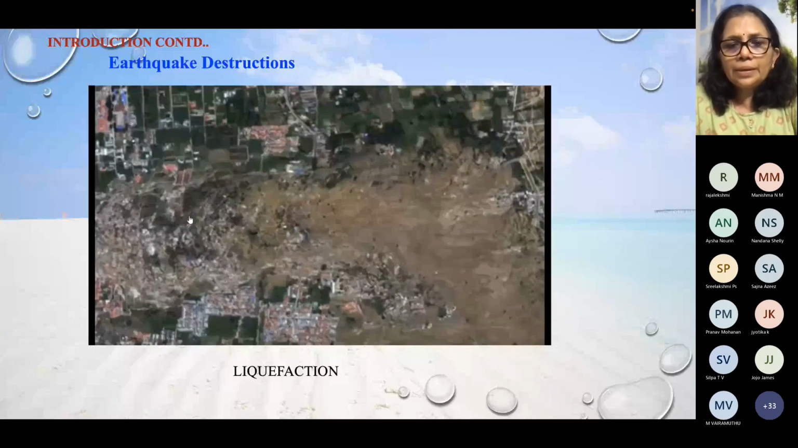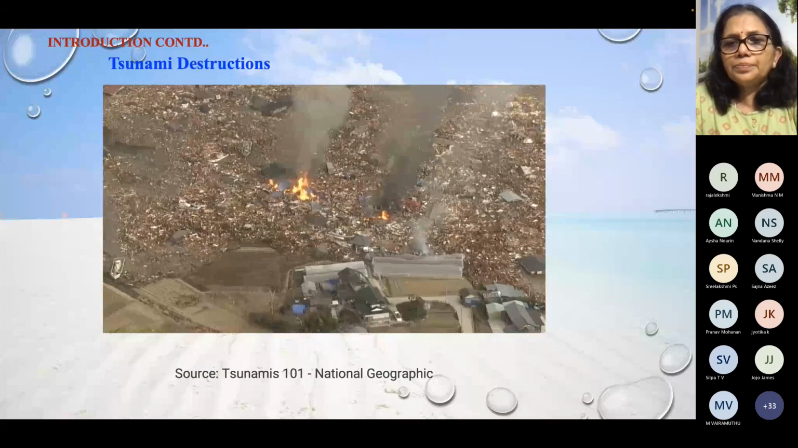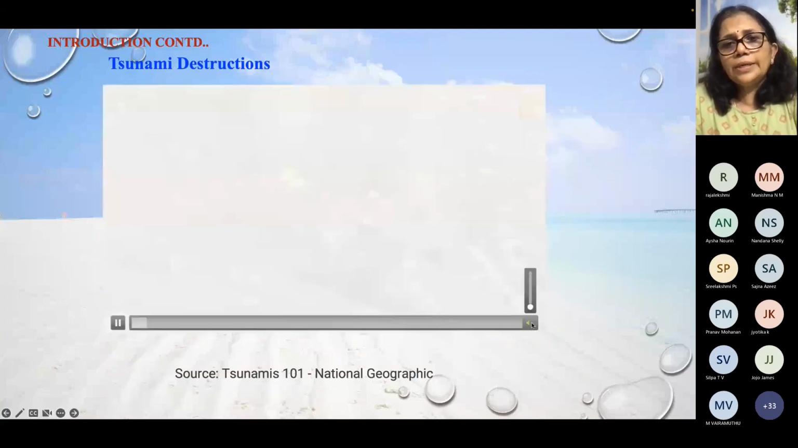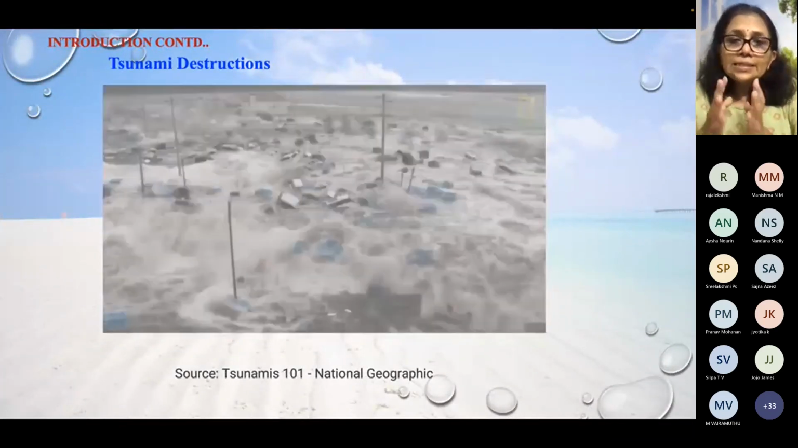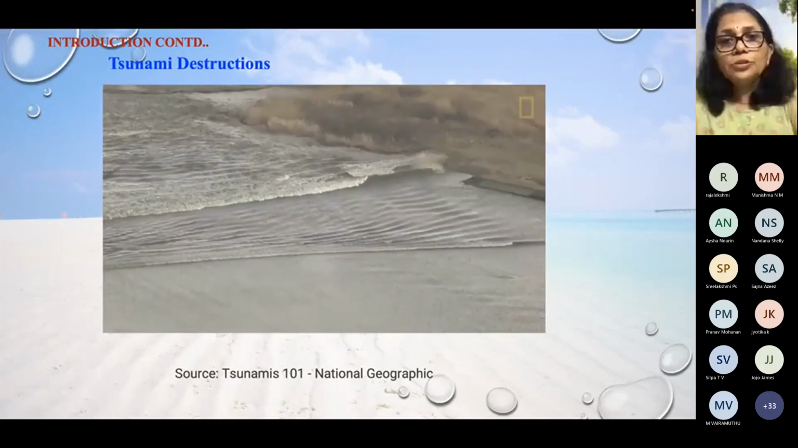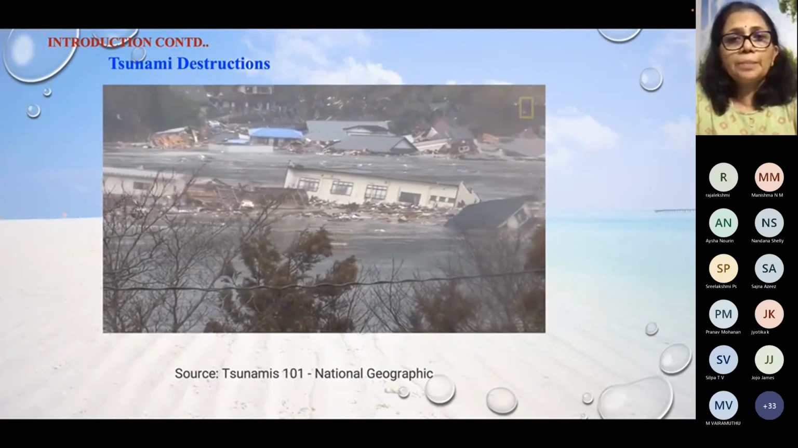Okay, this can happen. Another case is the tsunami. Again, you can see what happened. This was in 2004 in India. Entire cities flooded, entire towns inundated. I have taken this video especially because I wanted you to know the intensity of the load, the magnitude of the load because of the tsunami. See how the whole thing is washed away.